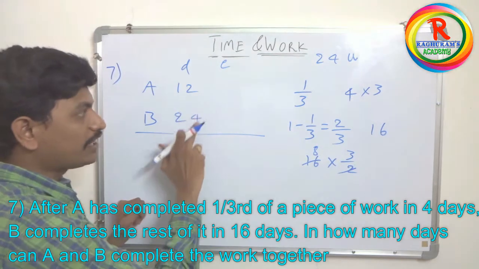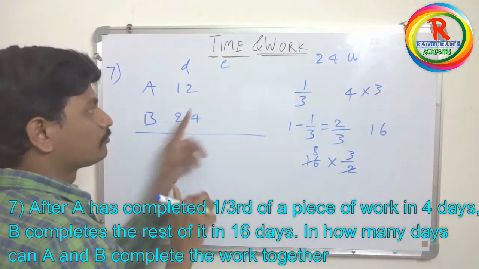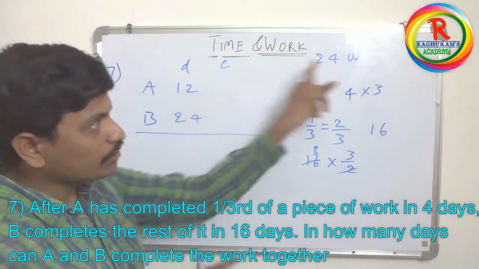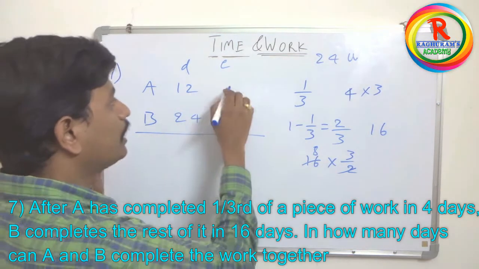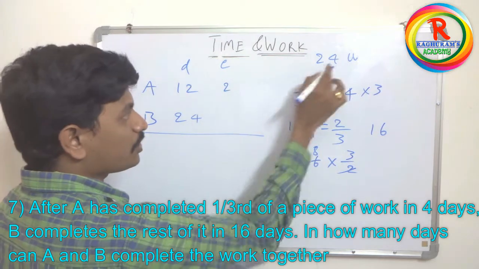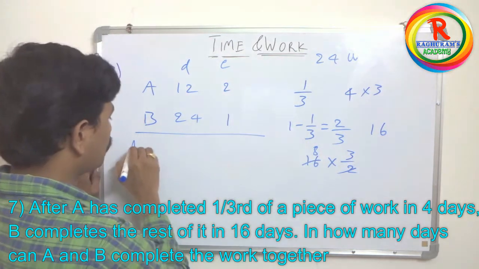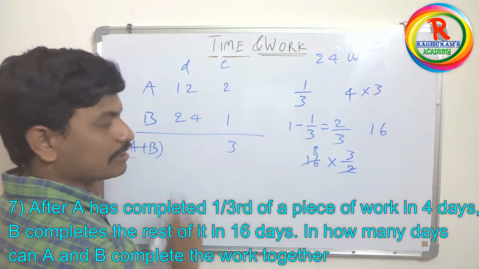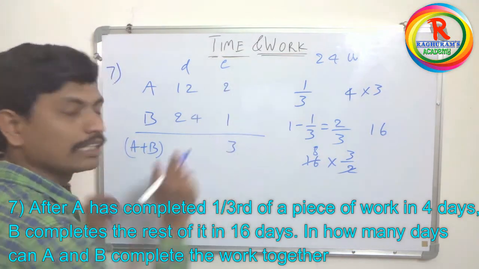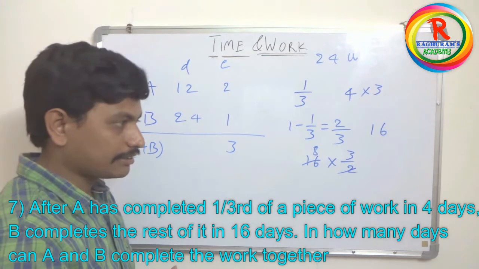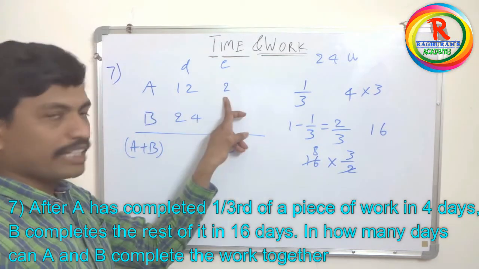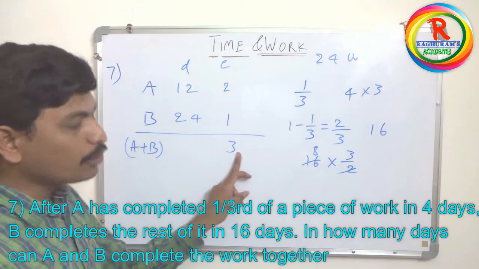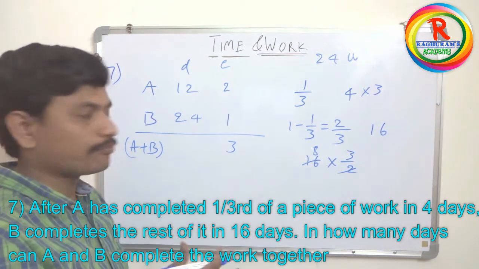The LCM of 12 and 24, we have a shortcut method. What's the bigger number? 24. 24 is exactly divisible by 12. So 24 is the LCM. Now the efficiency, 12 twos are 24, 24 ones are 24. And both the work is 2 plus 1 is 3. First we need to take the addition of efficiency. That is, A can complete one day 2 units, B can complete one day 1 unit. So both complete 3 units per day.